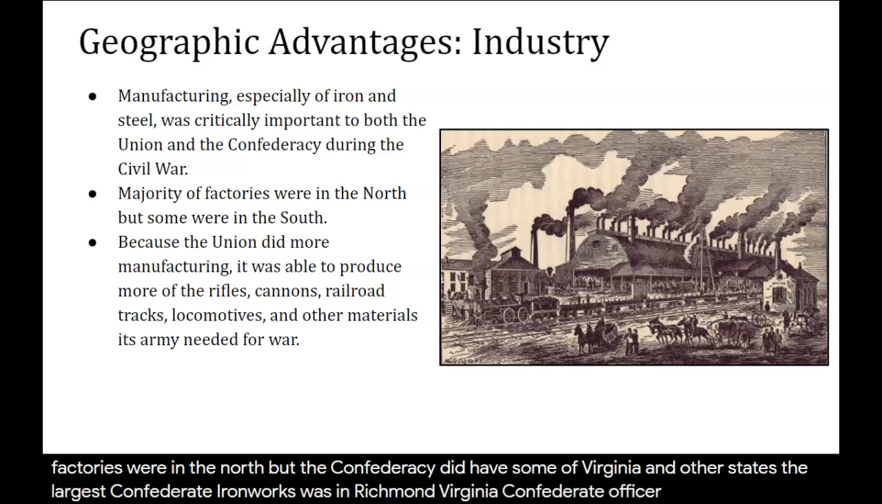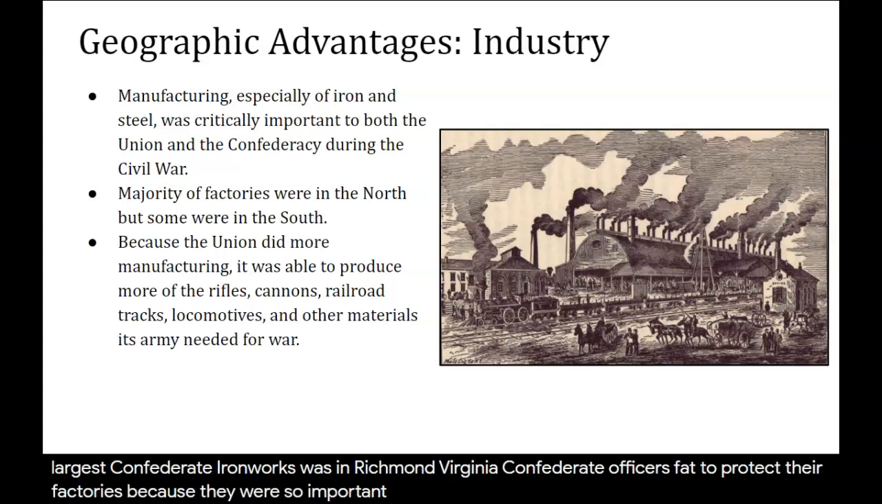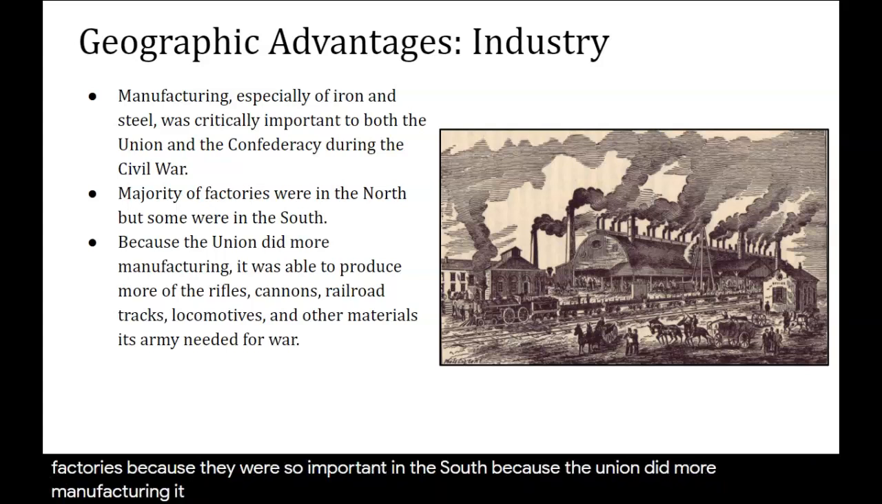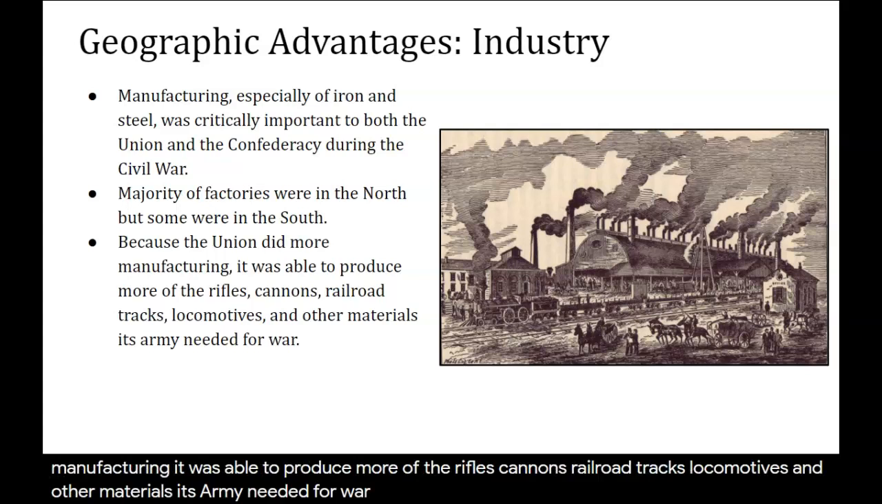Confederate officers fought to protect their factories because they were so important in the South. Because the Union did more manufacturing, it was able to produce more of the rifles, cannons, railroad tracks, locomotives, and other materials its army needed for war. That was a definite advantage.